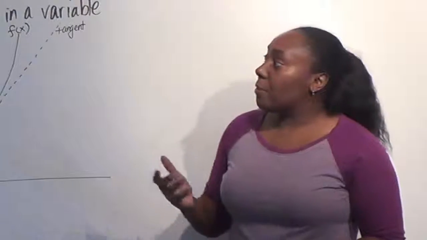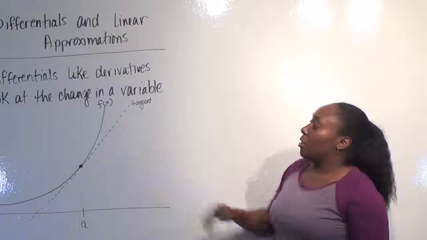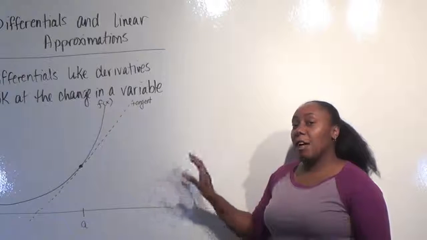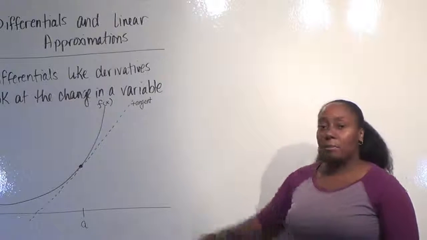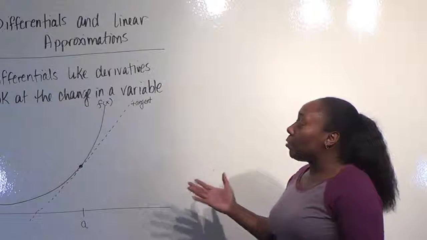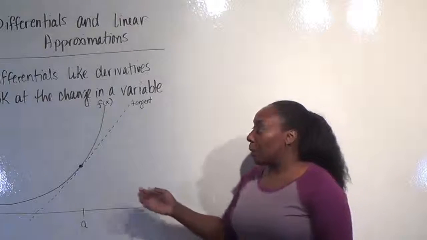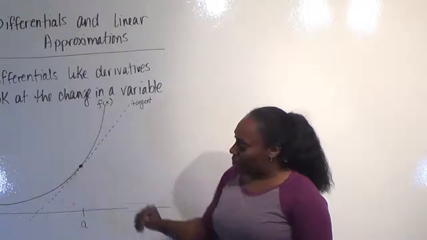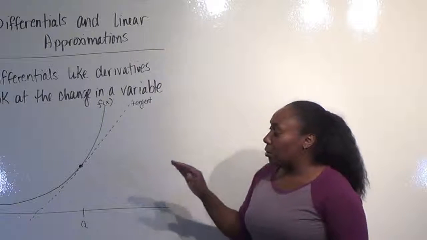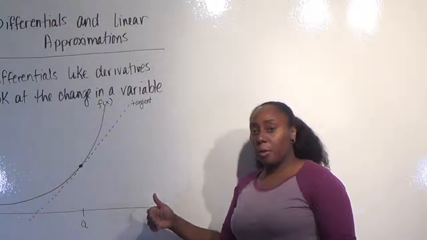So to talk about differentials, I want to start by looking at this picture here. I've got some general function f of x, and I've got the tangent line at a point a, which is in the domain of our function. If I think about what the derivative means, meaning the tangent line at a point, it tells us the rate of change of one variable, the y, with respect to the other variable x.